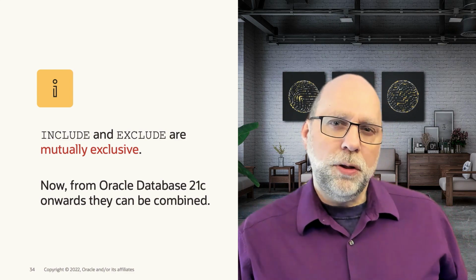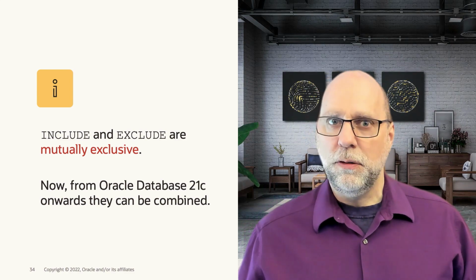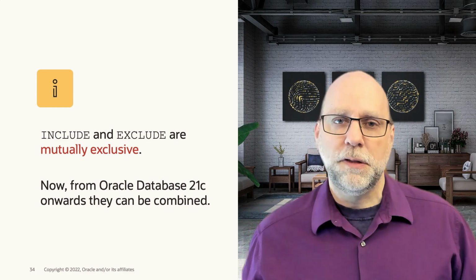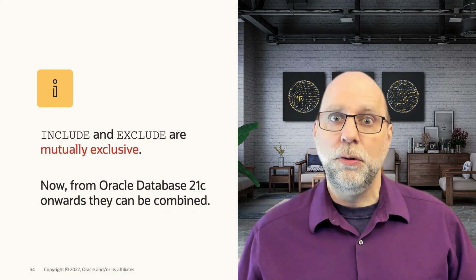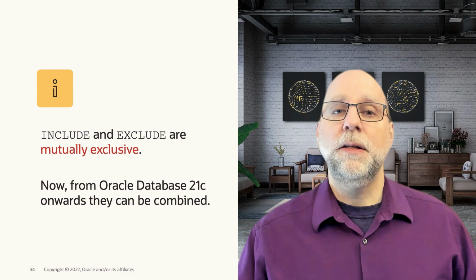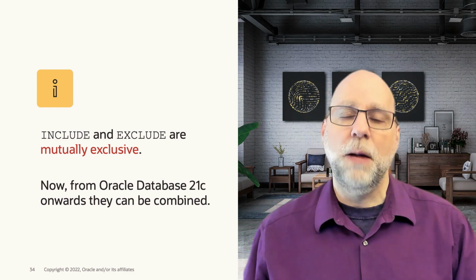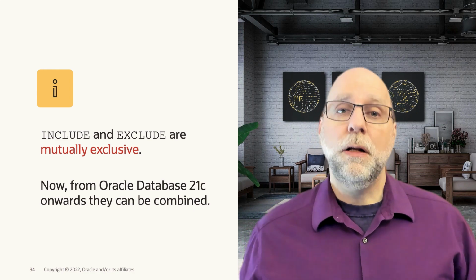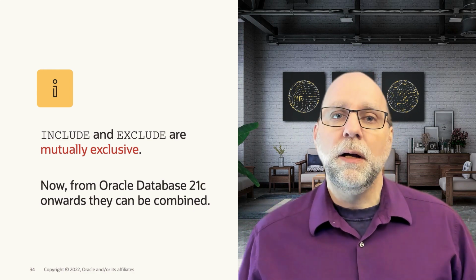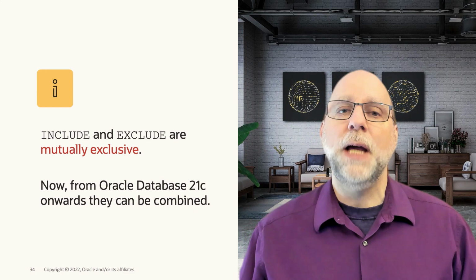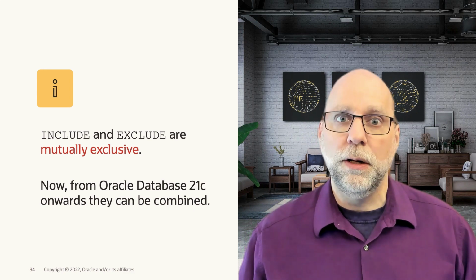So up to 21c, include and exclude for Data Pump were mutually exclusive. That means you could either exclude certain types of objects, which means that the Data Pump job will export or import everything except for those objects that you excluded, or you could include objects, which means that the Data Pump job would work only on those objects that you included.